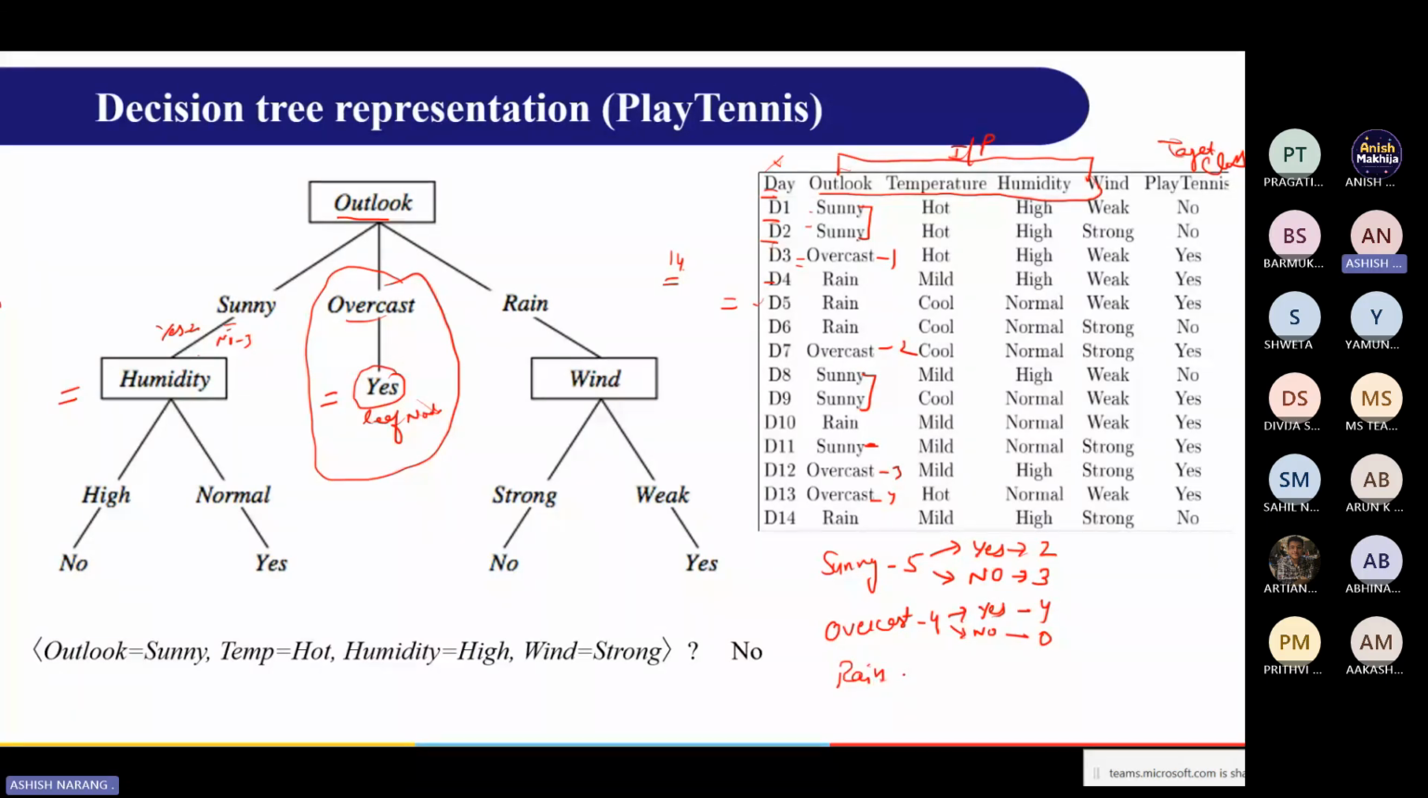How many records belong to rain? 5 are left only, right? 5, 4, 9. Total we have 14. So you can quickly give me an answer. If it is raining, how many records belong to yes and how many records belong to no? Sir, 3 yes and 2 no.